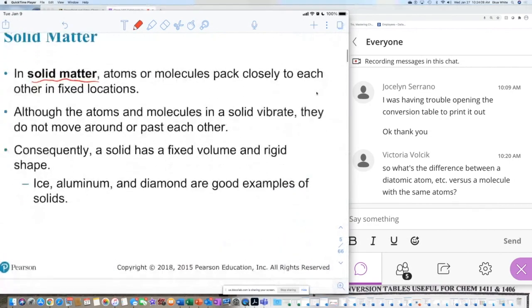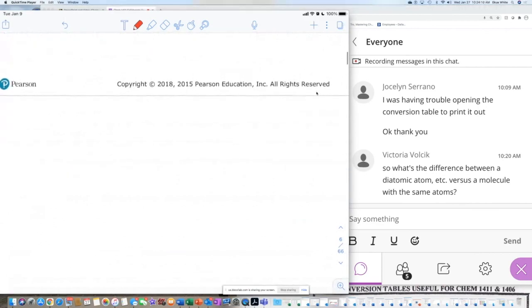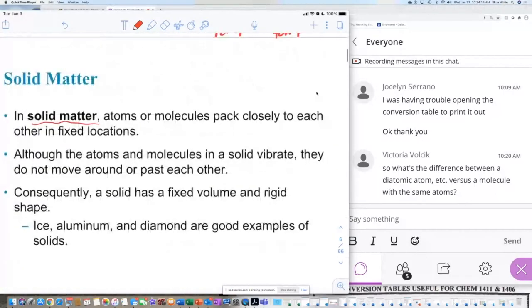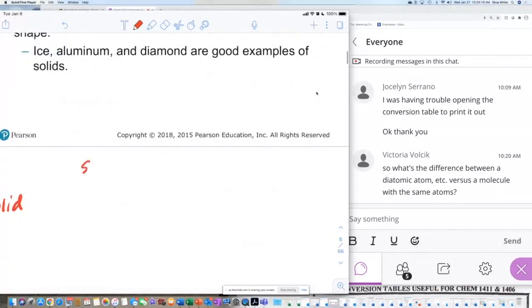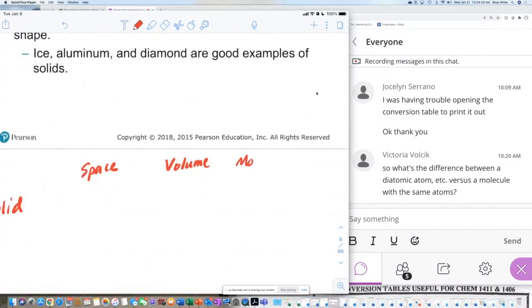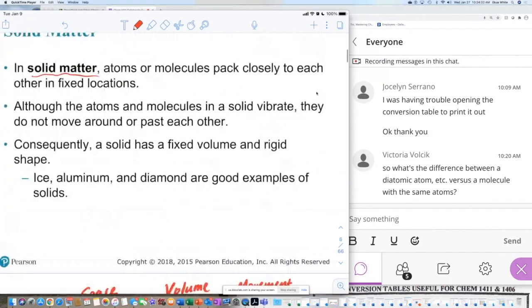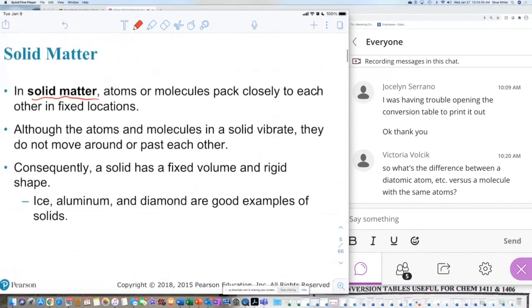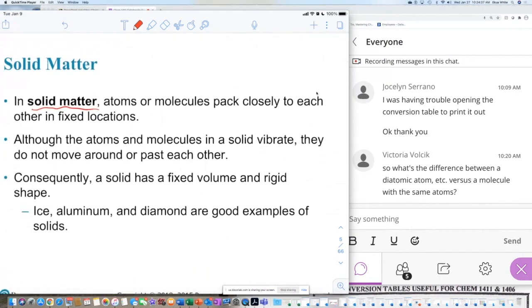I'm going to have a table here, and the table is going to look at solid. With the table, we're going to be looking at space, and then volume, and then movement, as we try to classify going from one to another. So let's go ahead and start with solid matter.